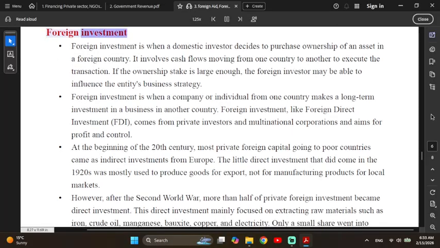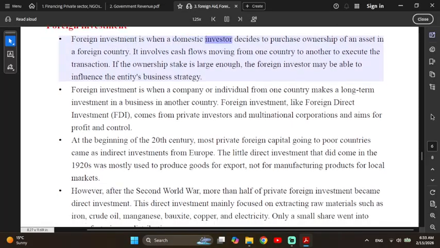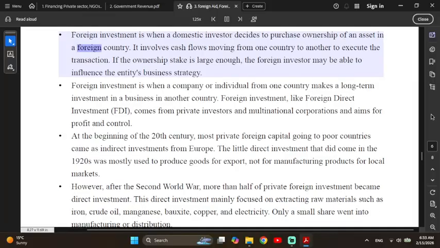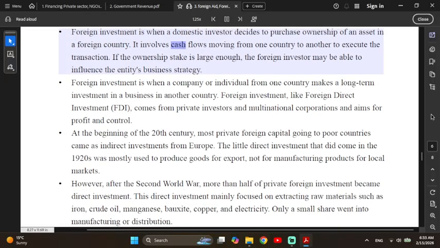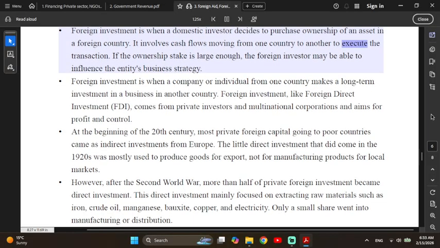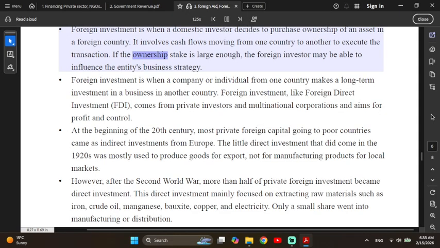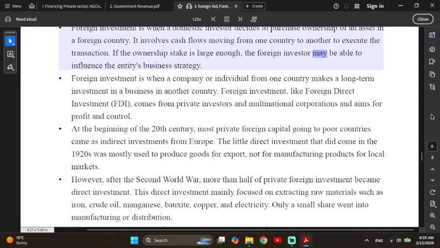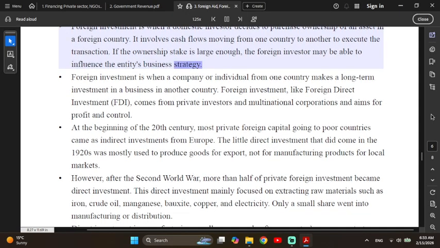Foreign investment. Foreign investment is when a domestic investor decides to purchase ownership of an asset in a foreign country. It involves cash flows moving from one country to another to execute the transaction. If the ownership stake is large enough, the foreign investor may be able to influence the entity's business strategy.